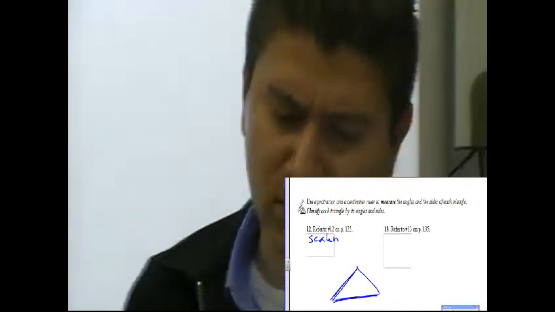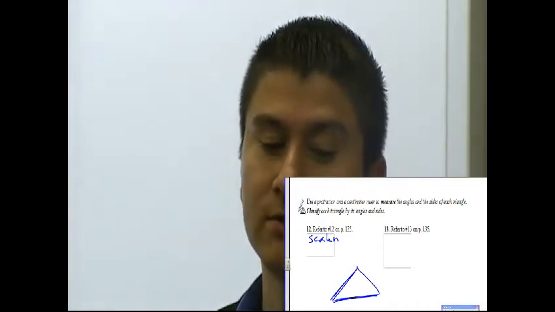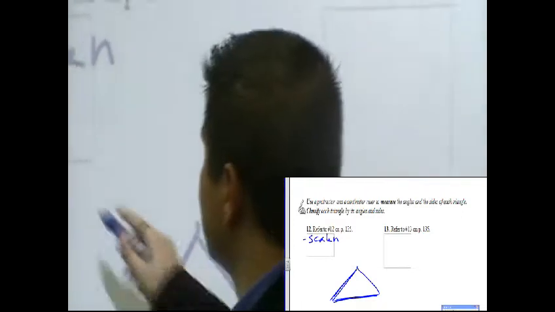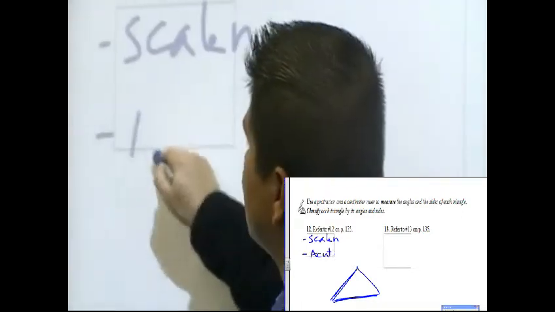And then the angles, all the angles are less than 90. Yeah, all the angles are less than 90. So that means it's also acute.